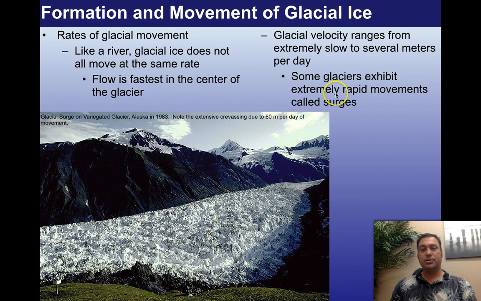Some glaciers exhibit extremely rapid movements called surges. In other words, they can come down to a zone at glacial speeds and then all of a sudden move very fast. 60 meters per day is considered very fast for a glacier. Here we see a glacier that began doing a surge. This is in Alaska in 1983. It began moving at 60 meters per day. And what happened is as it hit this open area, it began to surge out. As a consequence, it broke itself up. And so here we see this heavily crevassed surface due to this surge.